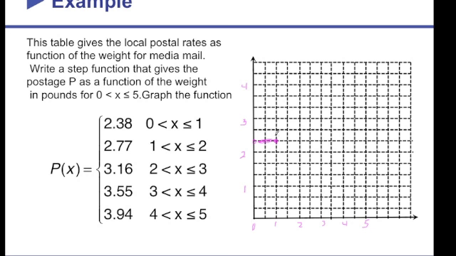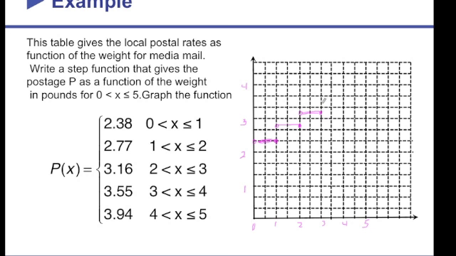2.77 is going to be about right here. 1 pound will still do this. So I'll go to 2 pounds. And at 2 pounds, there's my postage rate. Between 2 and 3 pounds, $3.16 will be approximately here. It's open because I've already got it filled in here. So this says it starts right after the 2 pounds.